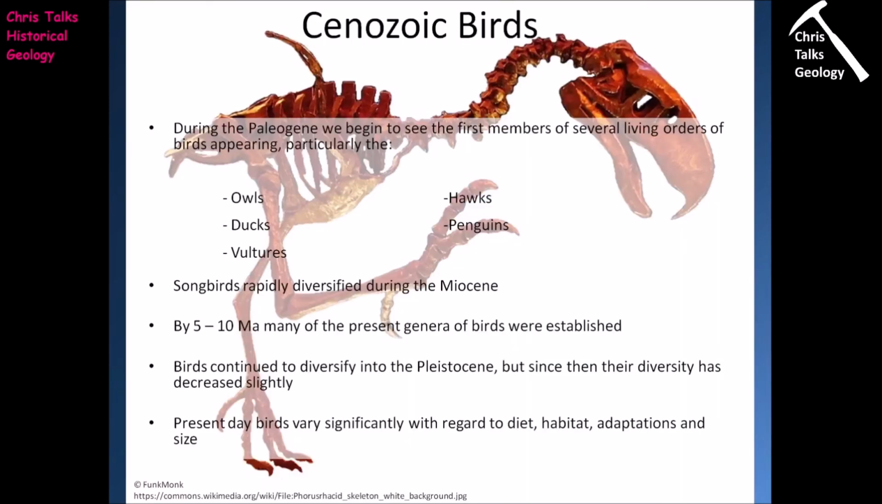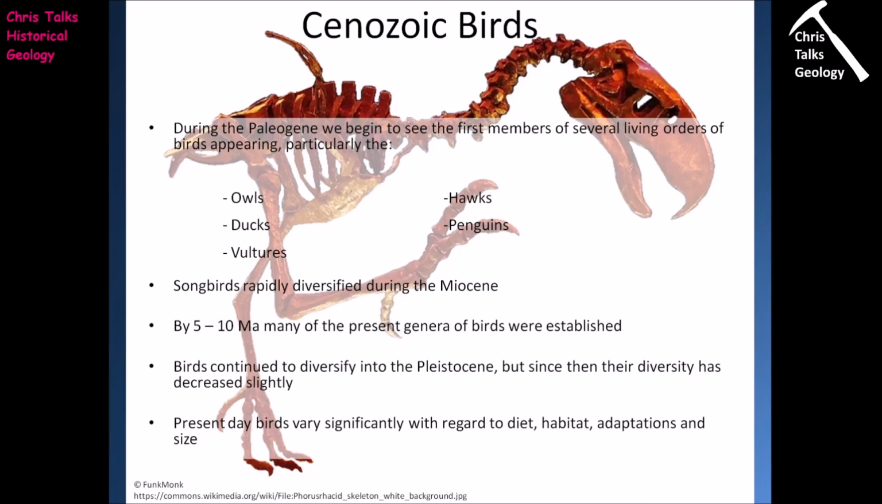So let's move on to Cenozoic vertebrates, and we're going to begin with Cenozoic birds. Now, during the Paleogene, we begin to see the first members of several living orders of bird making their appearance. So we see orders like the owls, the ducks, the vultures, the hawks and the penguins beginning to appear. We see songbirds begin to diversify during the middle Cenozoic, particularly during the Miocene. And this means by about 5 to 10 million years ago, many of the present-day genera of birds were already established. So this means if we were to jump in a time machine and go back 7 million years, when we got out and we started looking at the birds which we saw, they would on the whole look quite familiar to us.